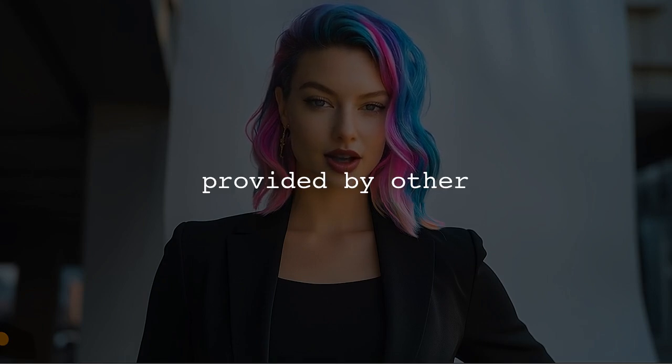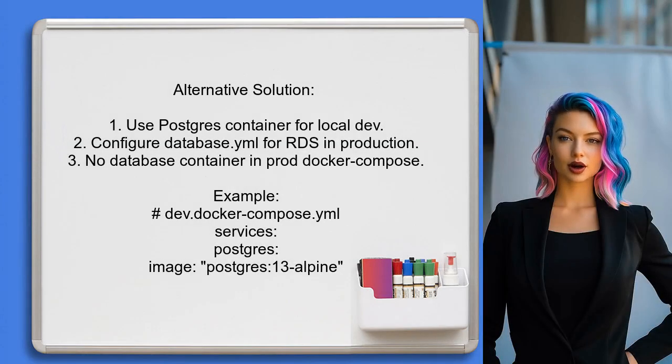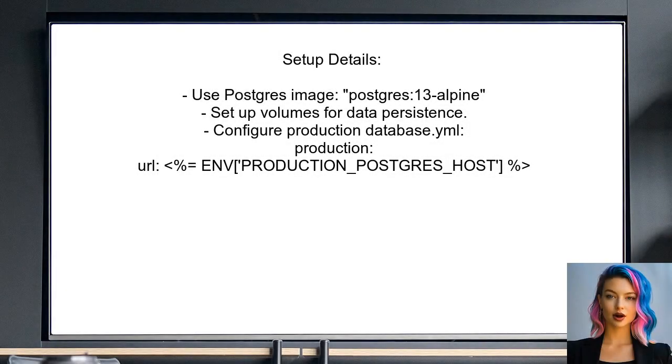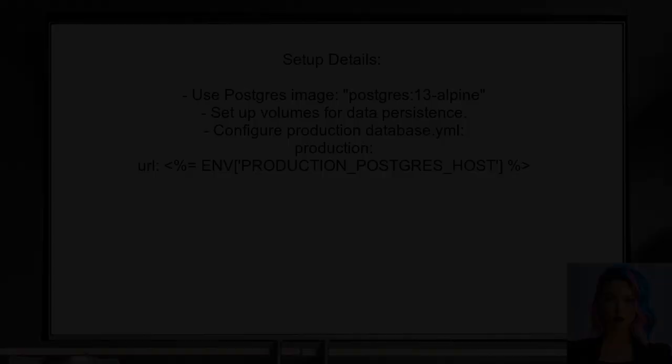Now let's look at the answers provided by other users. One user shares their approach using a Postgres container for local development with a dev.docker-compose.yml file. For production, they configure their database.yml to connect to the RDS database, without specifying a database container in the production Docker Compose file. In their setup, the user specifies the Postgres image and sets up volumes for data persistence. They also ensure the environment variable for production points to the RDS host.